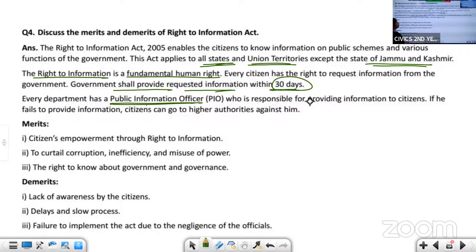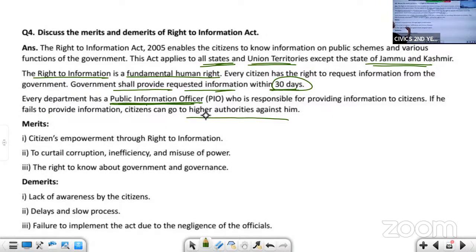And if he cannot provide you the information, he should give you the reason why he is unable to provide it. If he fails to provide the information, then we can go to higher authorities against him and he can be penalized. He will be fined if he is not providing the information. If he is rejecting to give you the information, then he should give you the reason why. So you will give your request to the Assistant PIO.